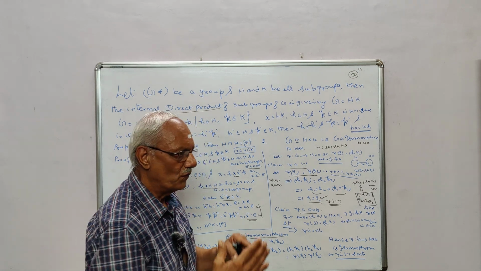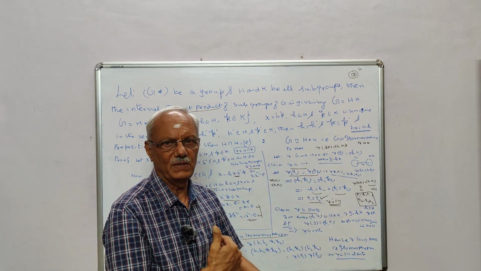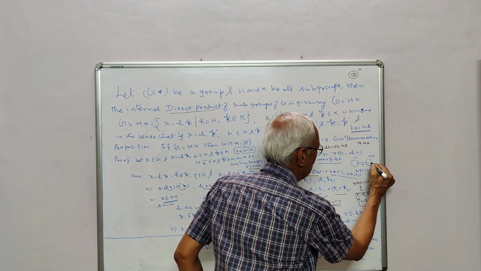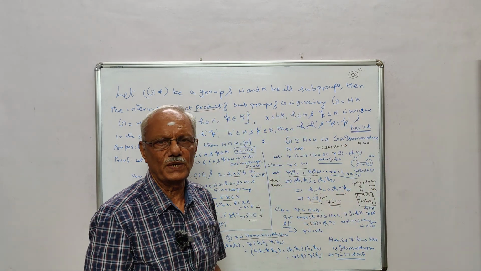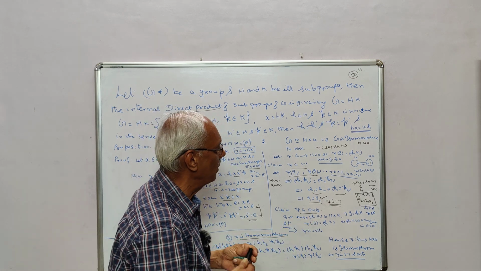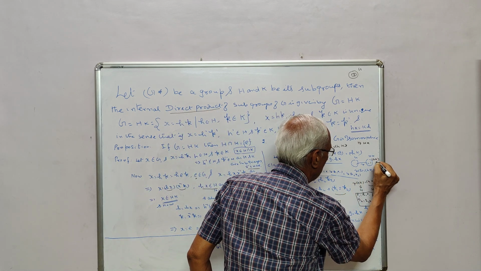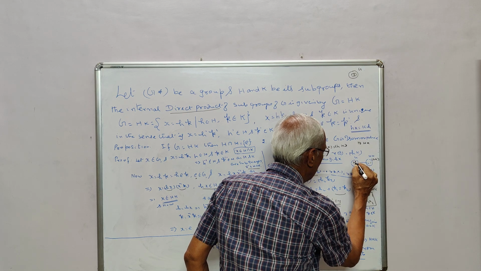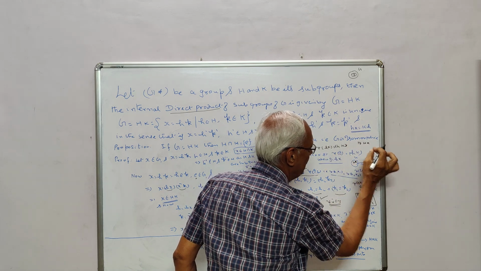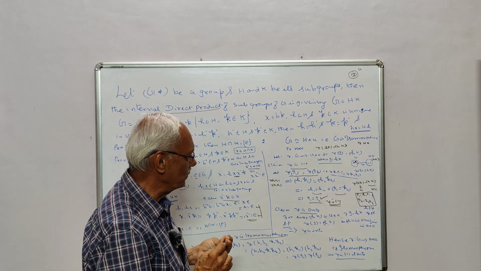Onto mapping means what? For every image, there is a pre-image. That means for every element here, the pre-images are present. So let us establish that. You take an element HK. How will the elements look like here? The elements here are HK like this, and the corresponding element will be the ordered pair (H, K). So let us prove that Xi is onto.